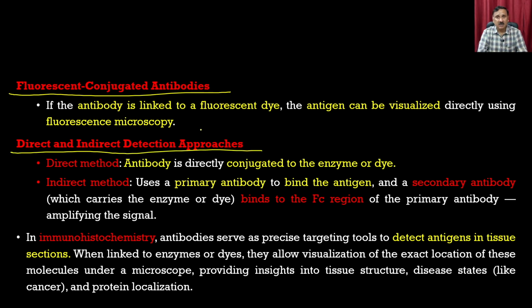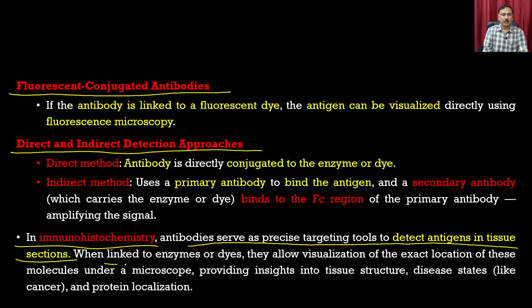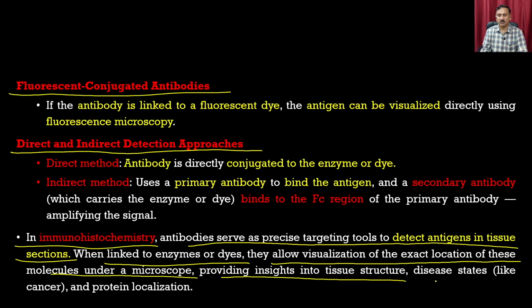You can use the secondary antibodies and so on, right? And then in immunohistochemistry, the antibodies serve as a precise targeting tool to detect the antigen in the tissue sections. When linked to enzymes or dyes, they allow the visualization of the exact location of these molecules under a microscope, providing insight into the tissue structures, disease status, and protein localizations.